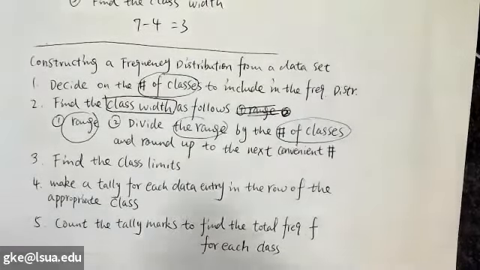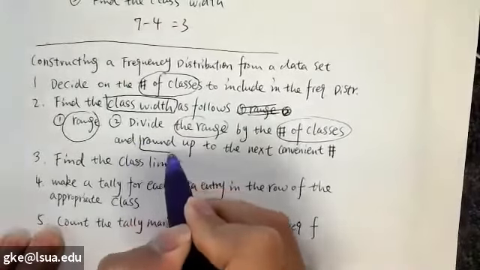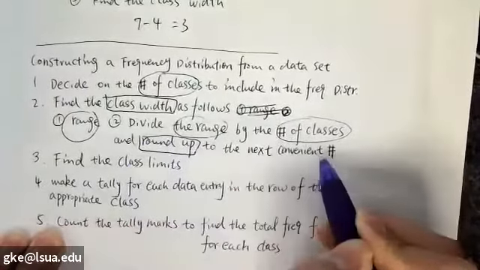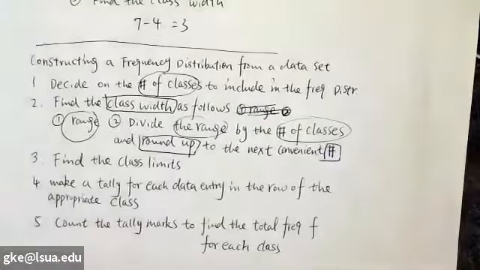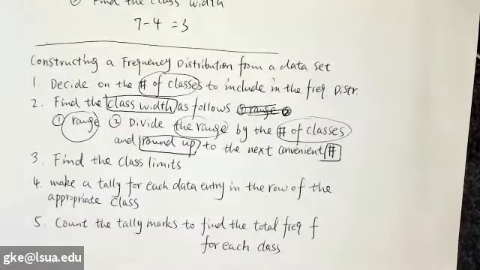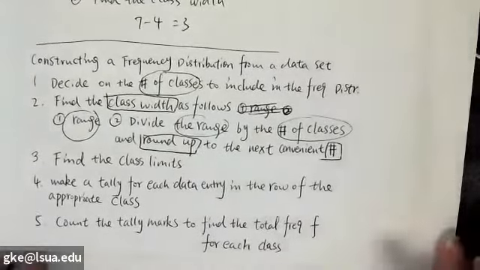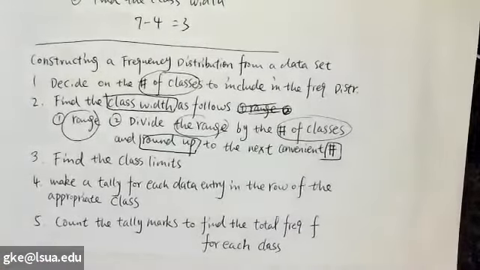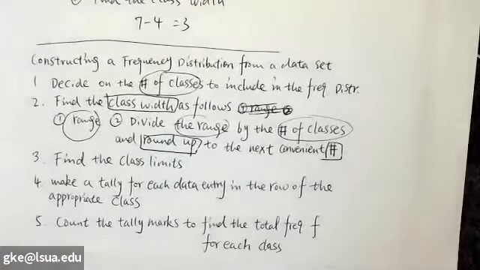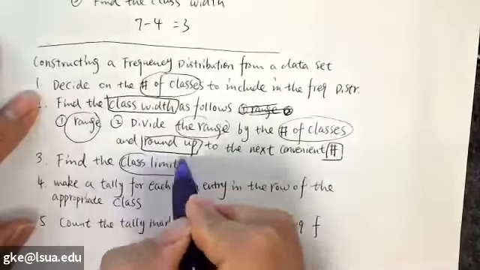The thing you're going to do is round up. So if you get 3.1, round up is what? Good job. It's 4, not 3. Okay, not 3. Round up. Now the next step is going to be easier. We just did it. All right, class limits. We just did it.